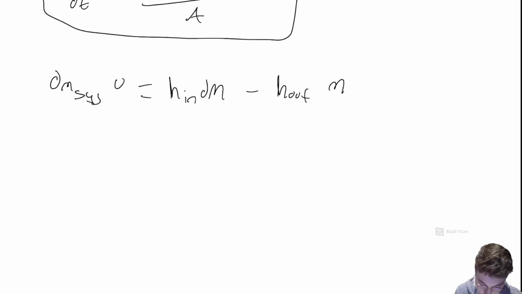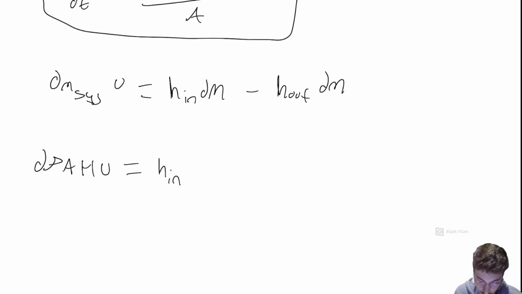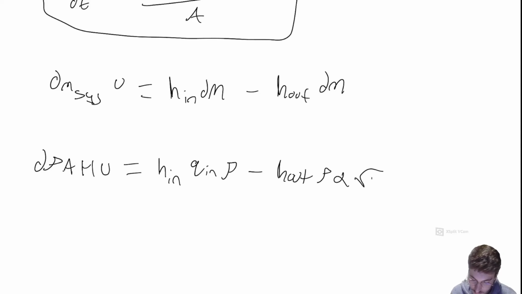I guess this would have to be the change in mass. So then the change in density plus the internal energy is equal to the enthalpy going in times Q in times the density, but the same thing. We'll figure this out later. But enthalpy going out and then the change in mass going out, that alpha square root of h.